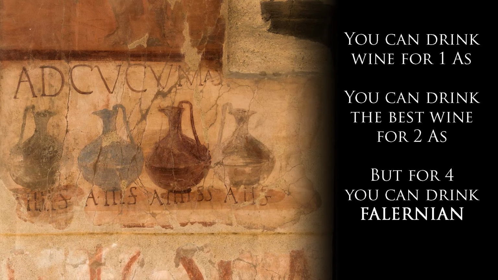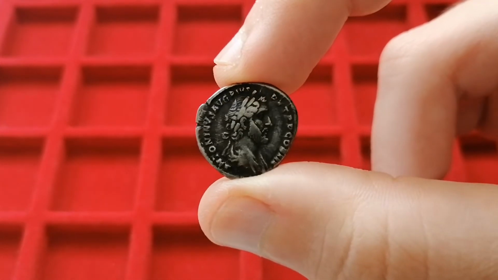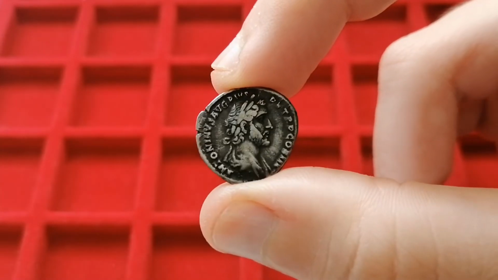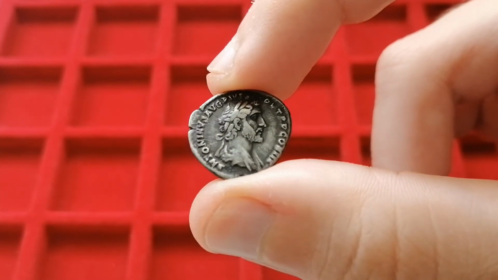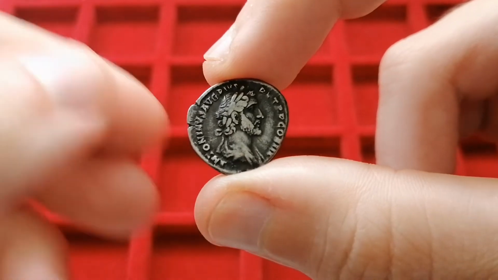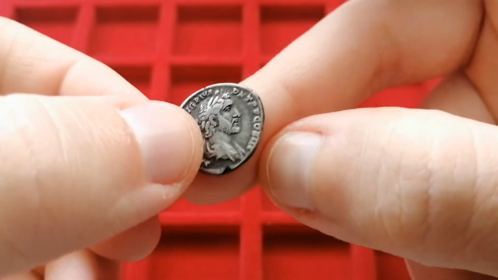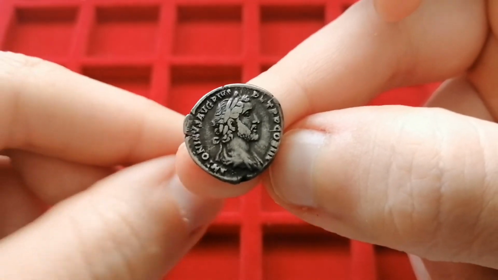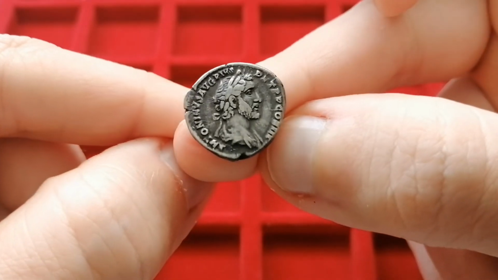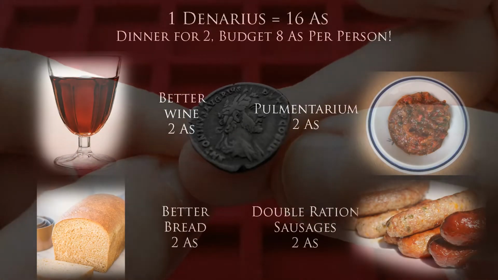With that extra bit of information, I'm going to get 1 of my denarii, like this one, and I will invite you to sit down with me and we're going to enjoy a meal. A denarius is worth 16 asses, so this amounts to 8 asses per person. Falernian wine is a bit too expensive, but hey, let's go with the good quality wine for 2 asses.